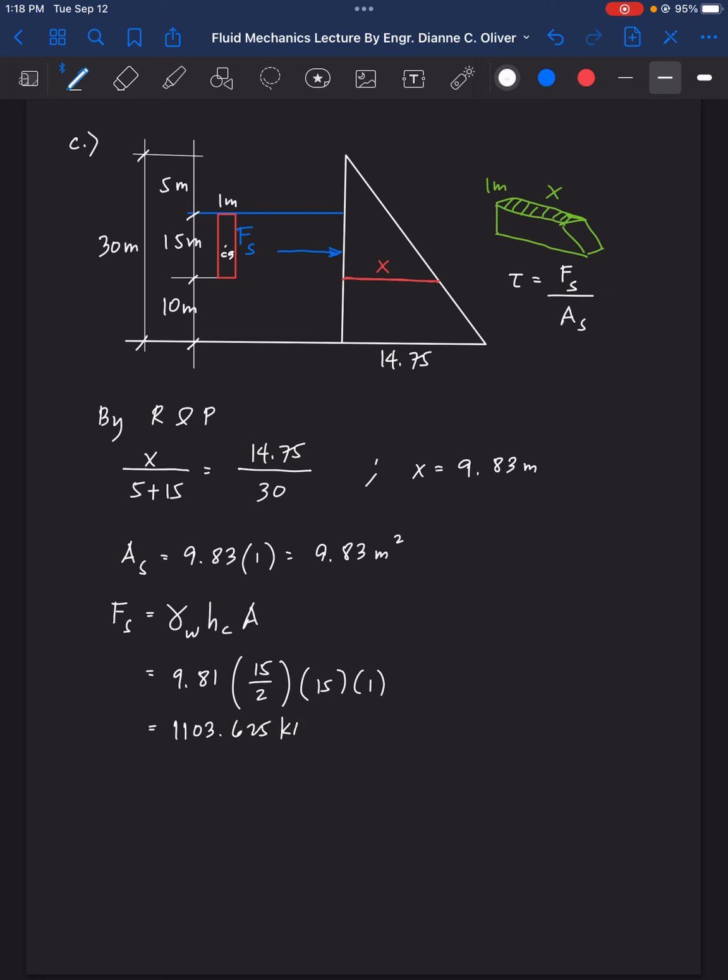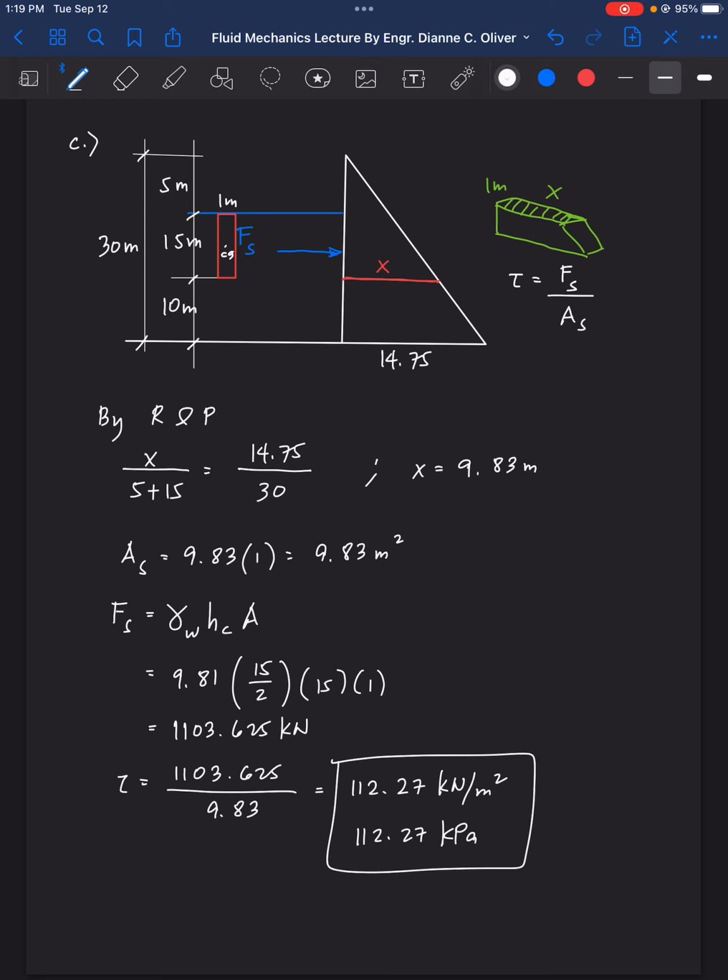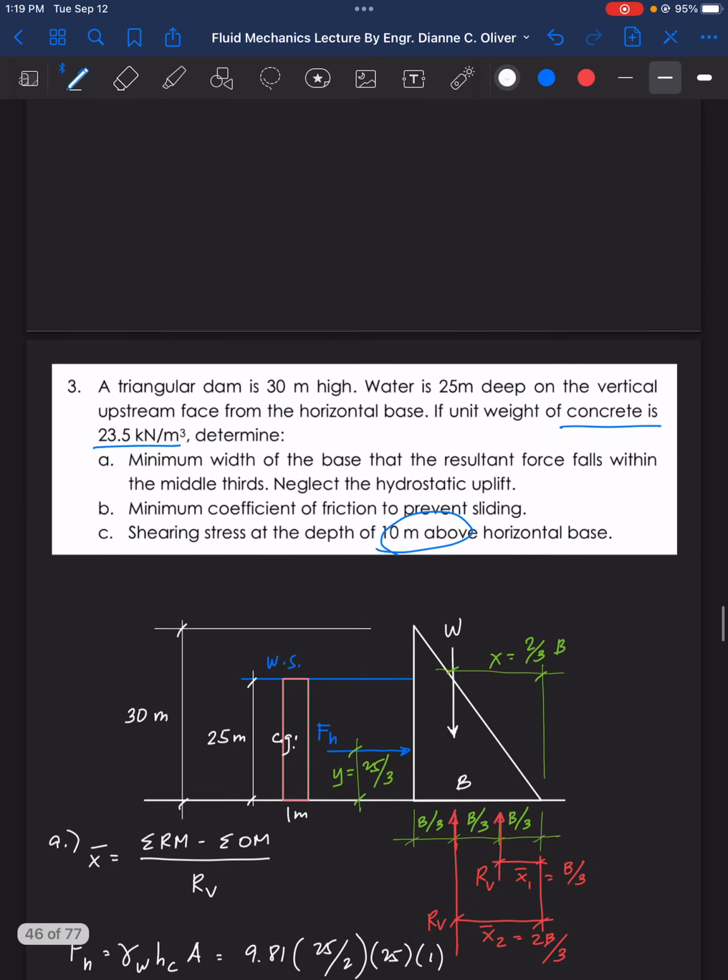1,103.625 kilonewton. Therefore, we now have the shearing stress is equal to 1103.625 divided by the shearing area of 9.83, and that is equal to 112.27 kilonewton per square meter, or that is 112.27 kilopascal. Okay, so that's for number 3.